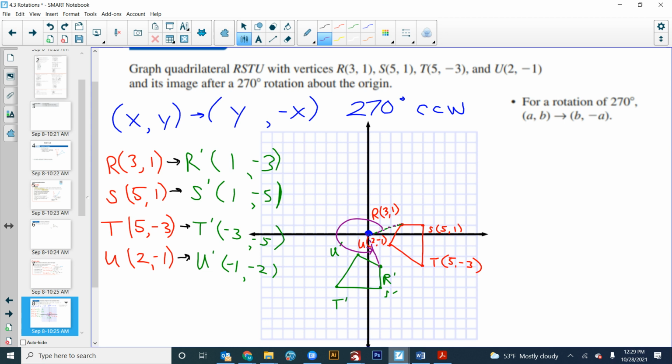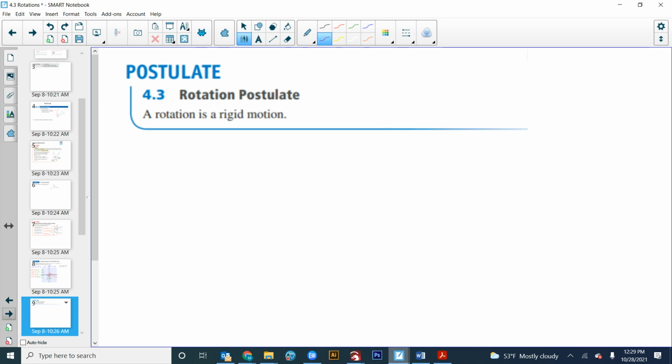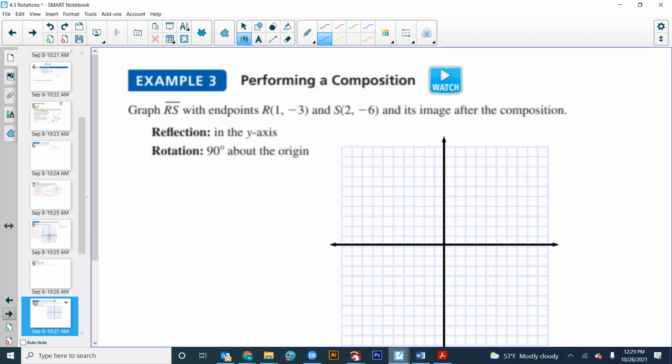Awesome, good talk. All right, so graph it, label the points, good shape. So we did mention it. A rotation is a rigid motion. It doesn't change shape or size. Keeps the segments and the angle measures the same. Next, we're going to do a composition. No music involved. No English involved. We're going to do 2 transformations.